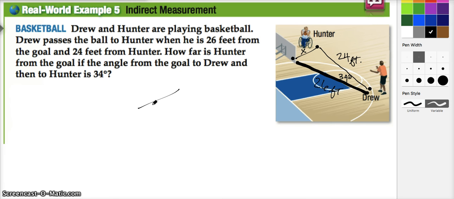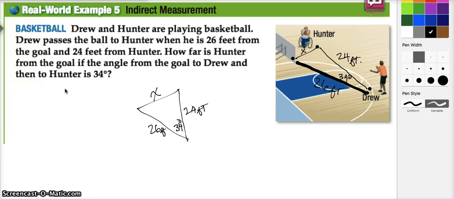I'm going to redraw it over here just so it's a little bit less crazy looking. So we have 24 feet here, 26 feet here, and we're given that this angle is 34 degrees. And we need to find this. This length would be Hunter to the goal, okay? So we see that we've got side, angle, side. And this is a great opportunity to use the law of cosines.